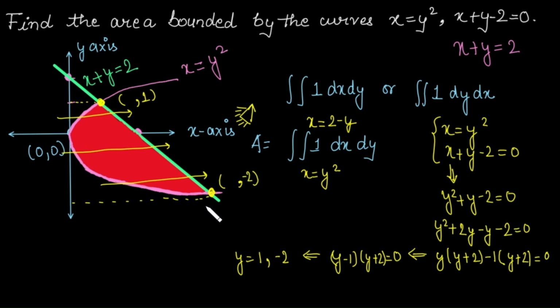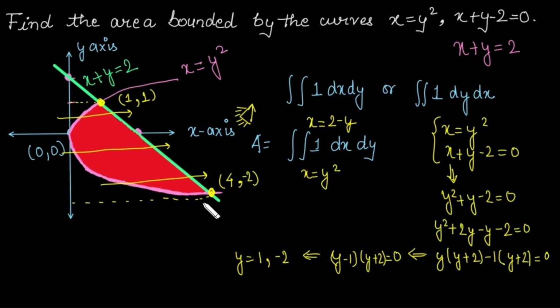What are the corresponding values of x? As it is an intersecting point, this point satisfies the line as well as the parabola. Either evaluate the value of x from the line or from the parabola. When y is equal to 1, the value of x is 1. When y is equal to minus 2, the value of x is 4.